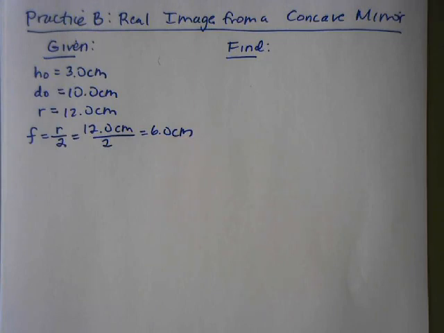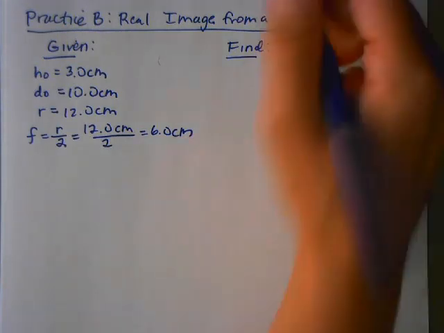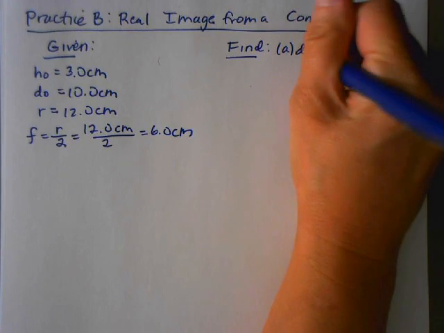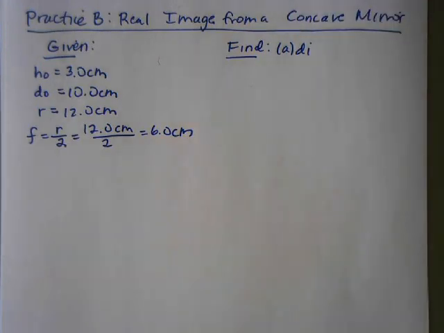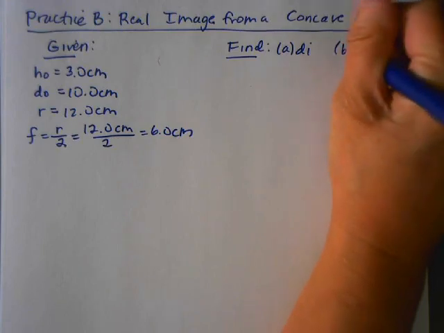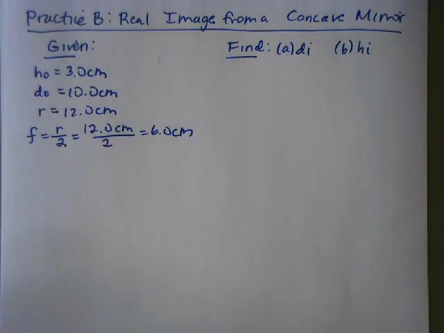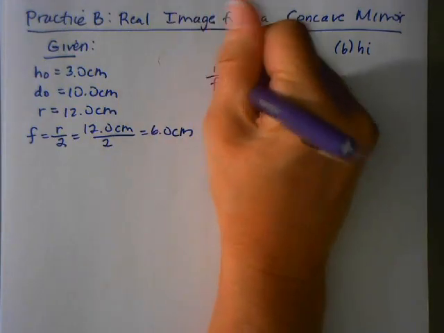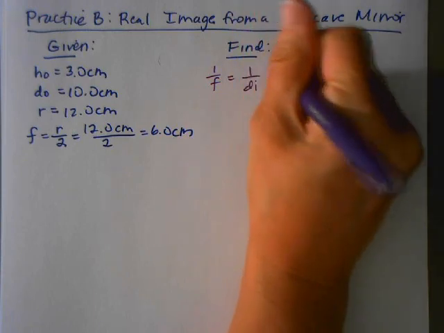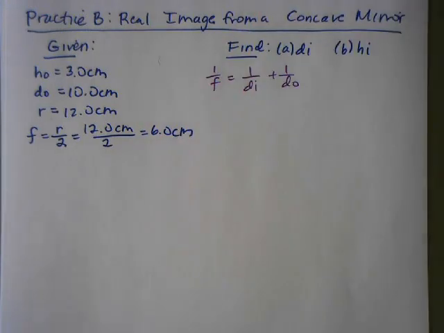So then the question says locate the image. So locating the image means finding the distance of where the image is. B, what is the height of the image? So that is HI. So our basic equation is 1 over F is equal to 1 over DI plus 1 over DO. But we want to solve for DI.